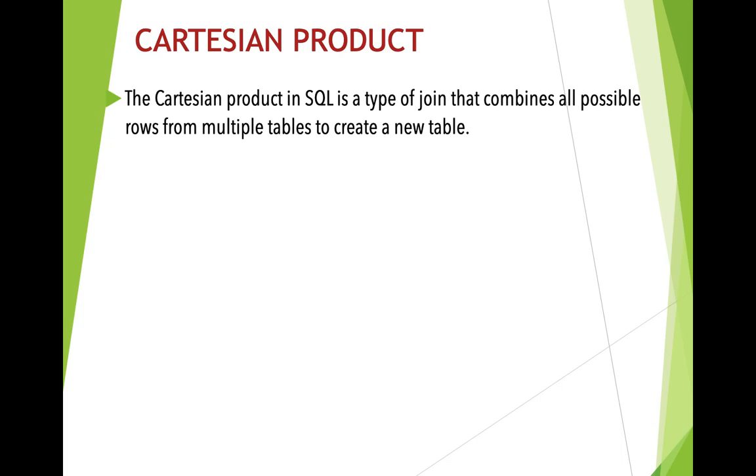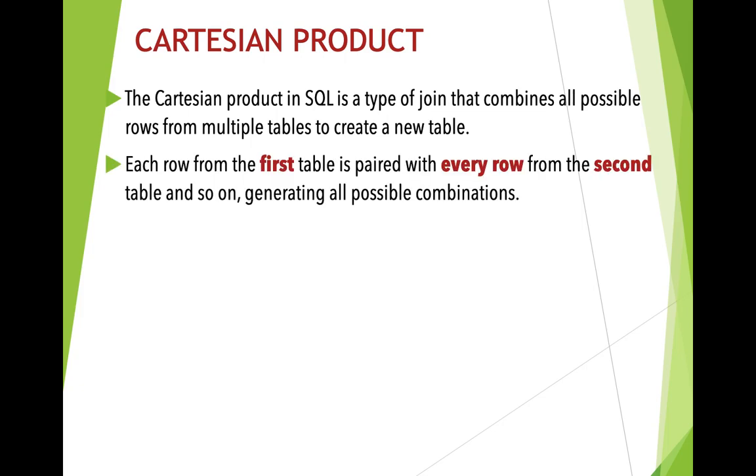Simply what we do is make all the possible combinations of all the tables that are involved in this particular join. The name of this join is Cartesian product. What is done here? Each row from the first table is paired with every row from the second table and so on, generating all possible combinations.